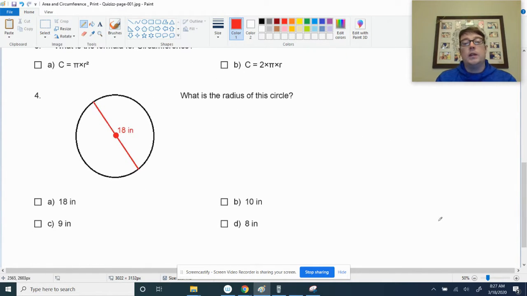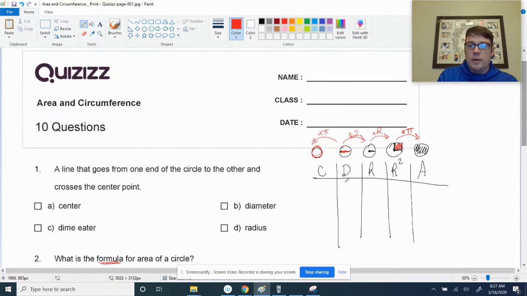All right, let's go down to number 4 here. Now they're going to start giving you information about the circle and then asking you about things. What is the radius of this circle? If you look at the circle, the red line that they're giving you is the diameter. So if my diameter is 18, and they want to find out what the radius is, that would be dividing by 2 to find out that the radius is 9. So that's number 4. Okay, I'll kind of do these on this table for all of the problems.